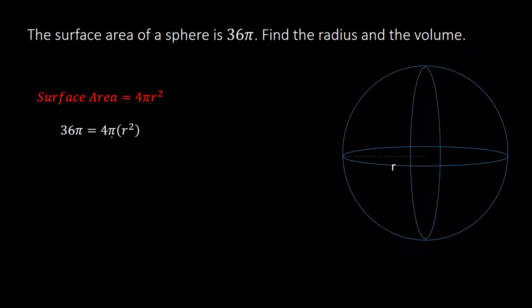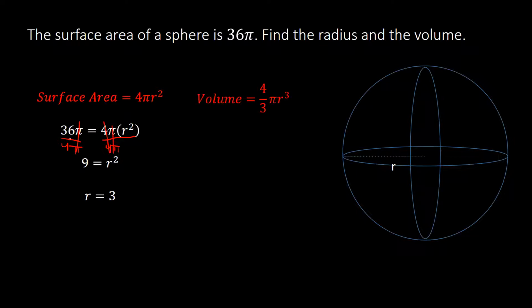From here I can solve this for r by getting rid of the 4 and the pi. I do that by dividing both sides. On the left side, the pi's will cancel, and 36 over 4 gives me 9. So r squared equals 9. The question is, what is r? Well, r would be 3, because 3 squared gives you 9.